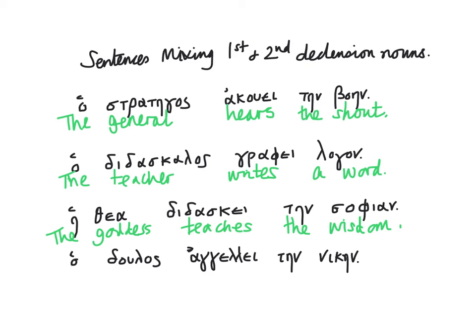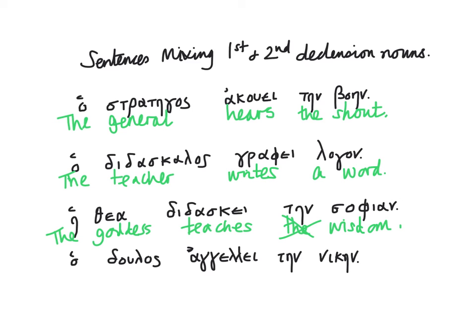With abstract nouns, the wisdom, sometimes we use an article in English, but more often than not we don't. So it's fine when you're translating it to miss out the article if you wouldn't normally use it in English. So a good translation of the third one is the goddess teaches wisdom. But don't be surprised that you see the article in Greek.